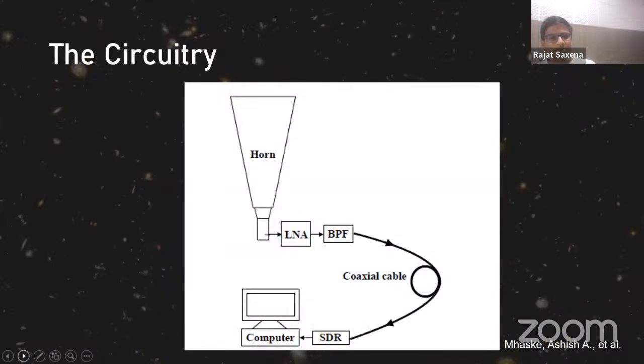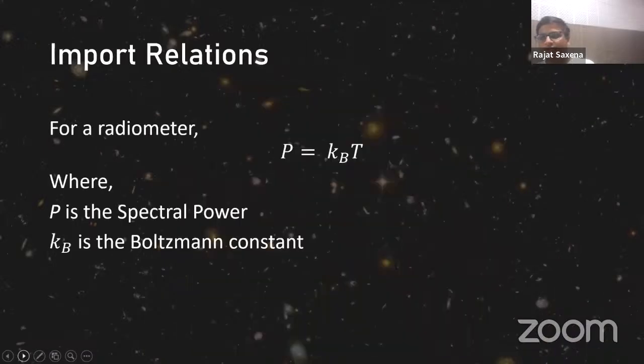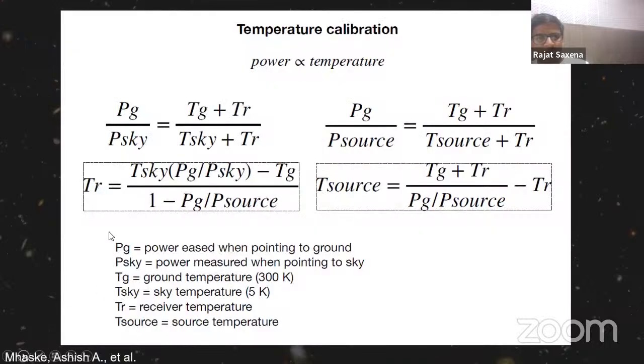Before we look at the actual Python pipeline, what it does and what we are actually doing, we'll quickly discuss this relation. P equals k_B T, where k_B is the Boltzmann constant and P is the spectral power. Using this, one can write relations like this. As I said, we take readings from the ground, the sky, and the source. P ground corresponds to the power through the ground, P sky is of the sky, and T source is of the source.